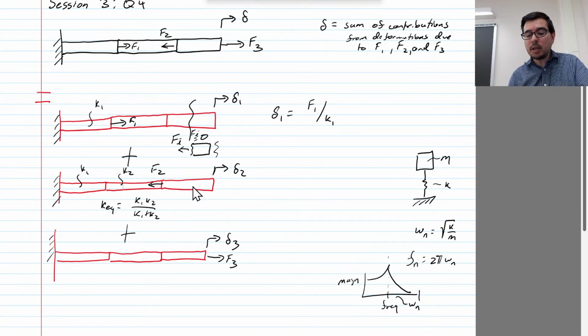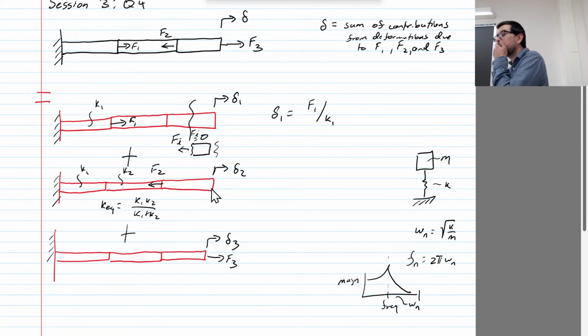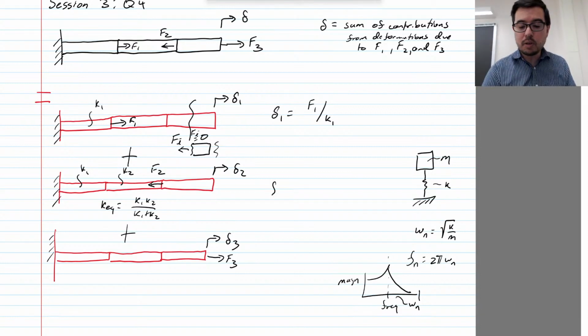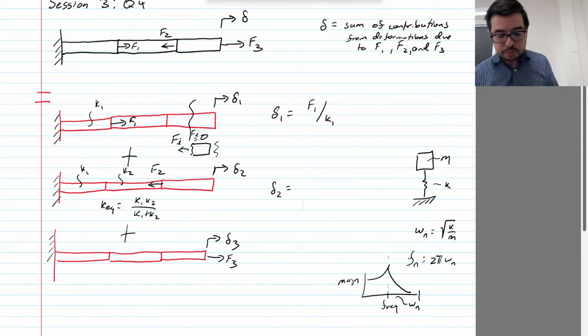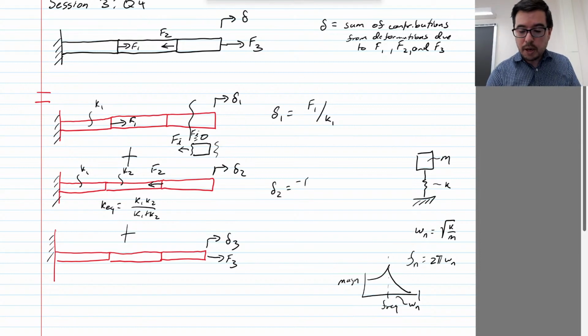Which direction is this displacement at the end going? Is it going to the left or the right? It's going to the left, right? So delta 2 is not going to be positive. Delta 2 is going to be negative because of the way we've drawn delta 2. So in this case, I would say that delta 2 is equal to minus F2 over K equivalent.